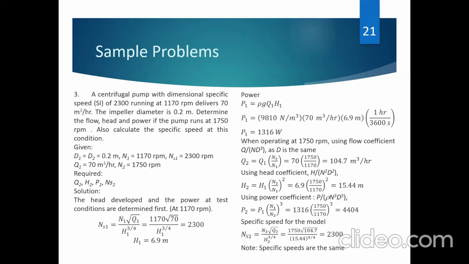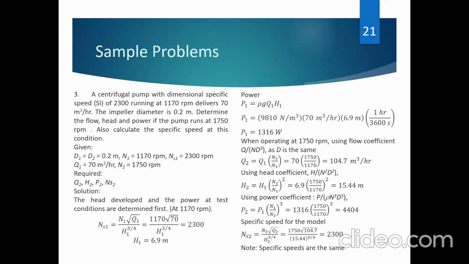P2 is equal to P1 times N2 over N1 cubed. So 1316 times 1750 over 1170 cubed is 4404. Then the specific speed, NS2 is equal to N2 times the square root of Q2 over H2 exponent 3/4, which is 1750 times the square root of 104.7 over 15.44 exponent 3/4, is 23. So the specific speed is the same.